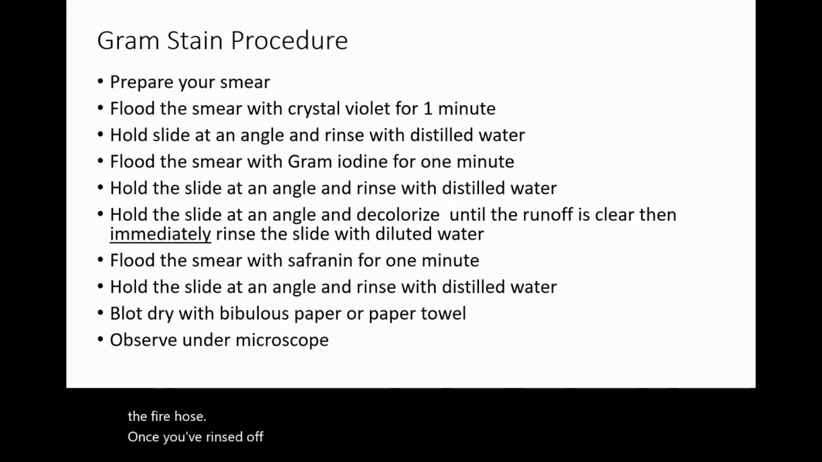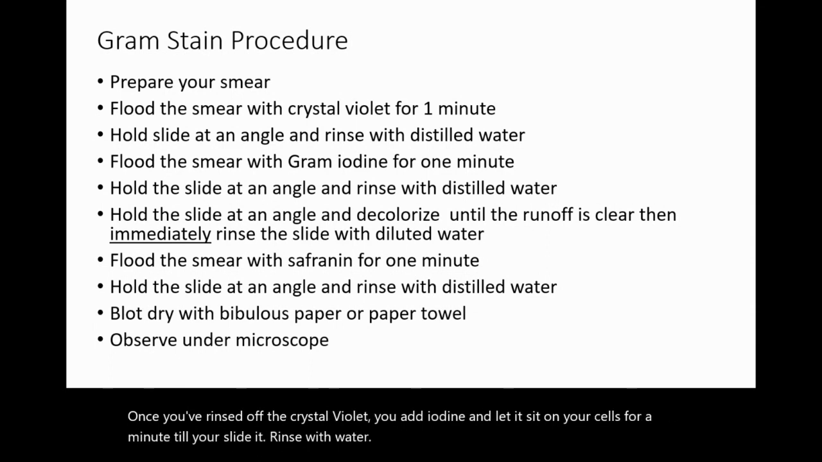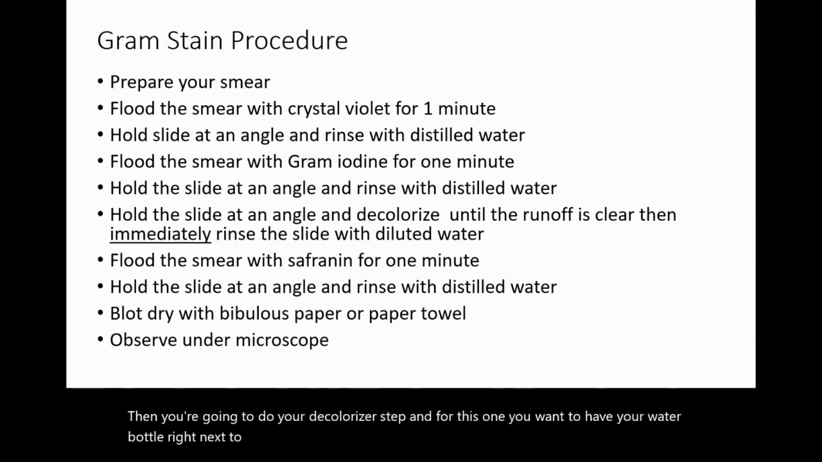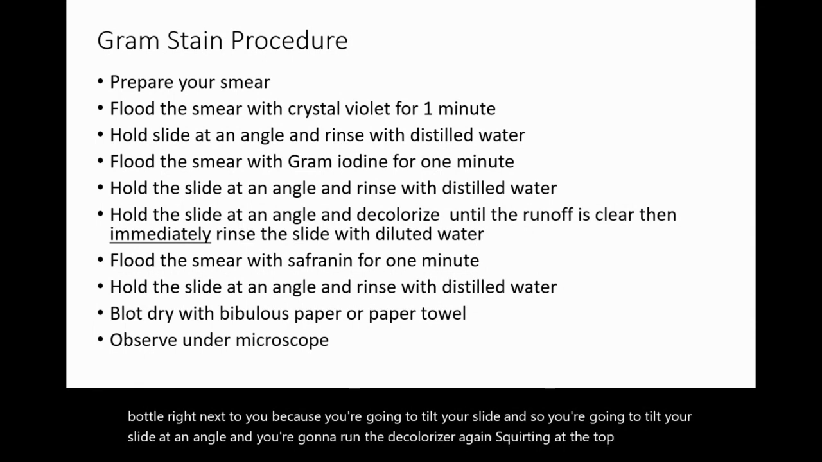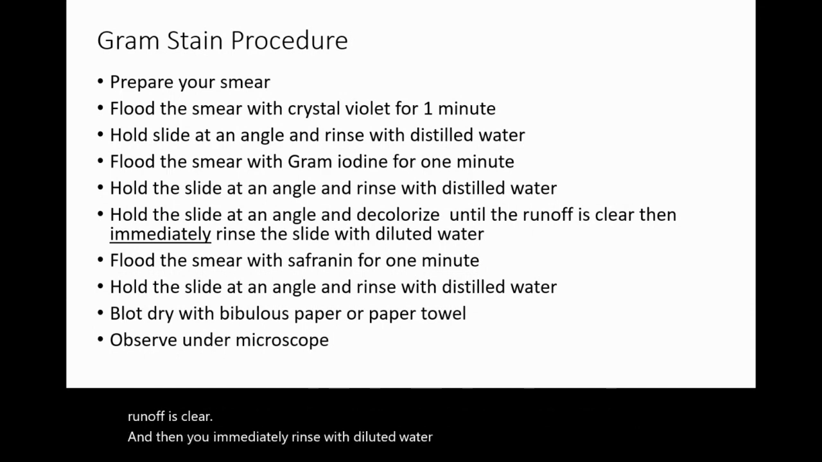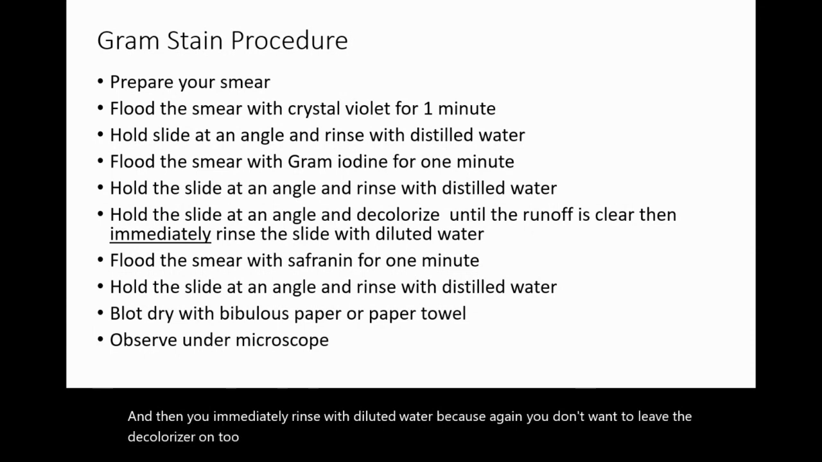Once you've rinsed off the crystal violet, you add iodine and let it sit on your cells for a minute. Tilt your slide, rinse with water. Then you're going to do your decolorizer step. For this one, you want to have your water bottle right next to you, because you're going to tilt your slide at an angle, and you're going to run the decolorizer, again, squirting at the top of your slide so it just runs down over your cells. And you do this for about 10 seconds until the runoff is clear. And then you immediately rinse with distilled water, because again, you don't want to leave the decolorizer on too long, or else you'll get some potentially false or confusing results.